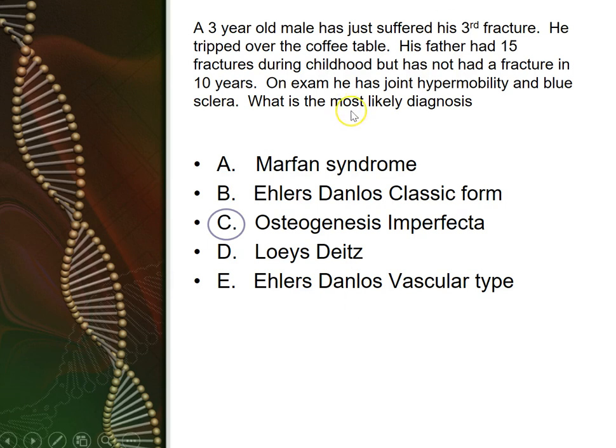So even though there's joint hypermobility, this is associated with fractures, and OI is the only one of the connective tissue disorders that's really associated with an increased risk of fractures. And this ends this module.